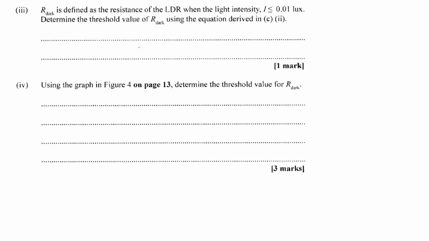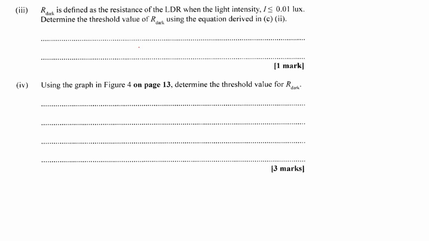Now the question continues, ladies and gentlemen. It says that R dark is defined as the resistance of the LDR when the light intensity I is less than or equal to 0.01 lux. It says here, determine the threshold value of R dark using the equation derived in C(ii). One of the tricky things is that from time to time they link the questions together. So if you never get the first part correct, then the next part you obviously will not get correct. So make sure you get them correct, so that when you move on to the next question, it doesn't affect your answer.